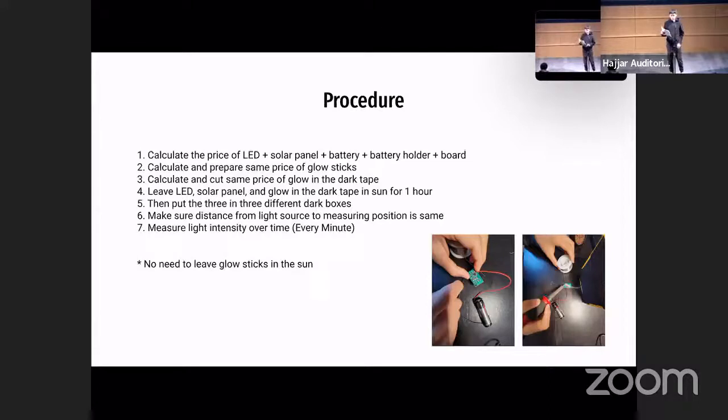So for the procedure, what I did was first I calculated the same price for LED, glow sticks, and glow in the dark tape, and left the solar panels, like the LED solar panel and glow in the dark tape, in the sun to charge, and then put the three in three different dark boxes. I also made sure the distance from the light source to the measuring position was as close as possible, and I measured light intensity over time.